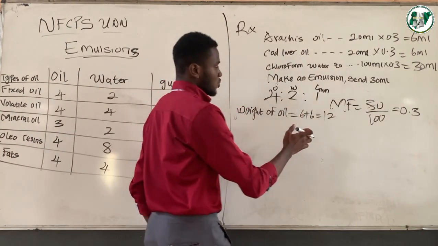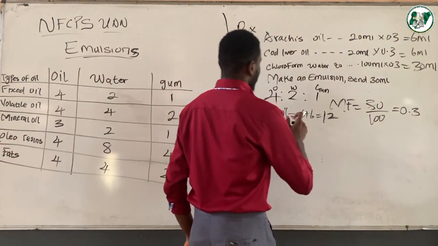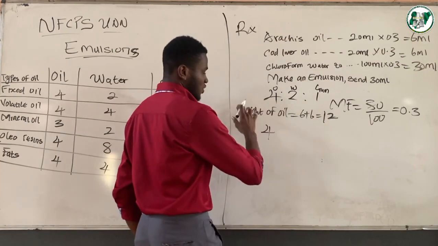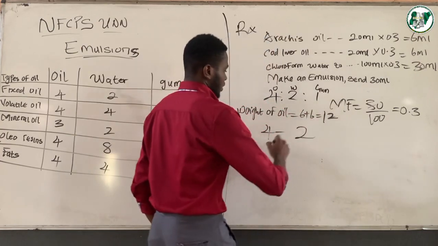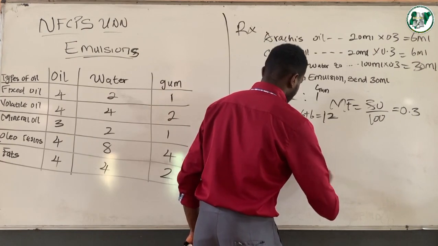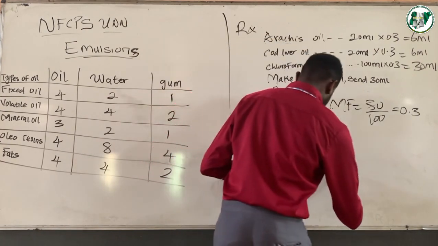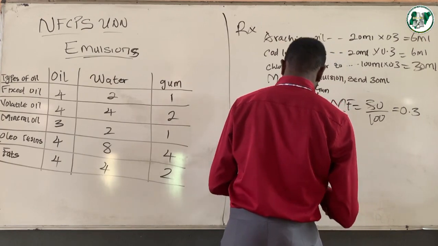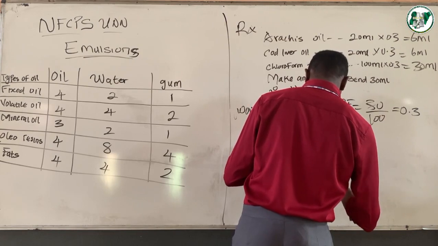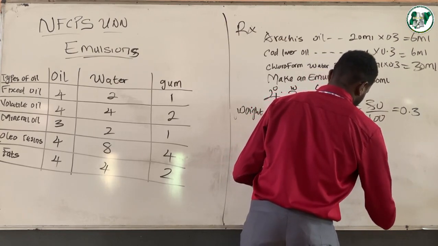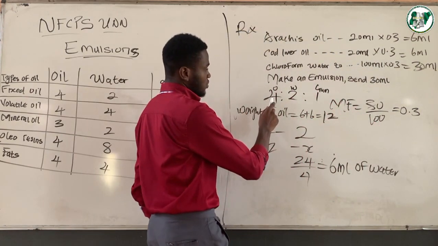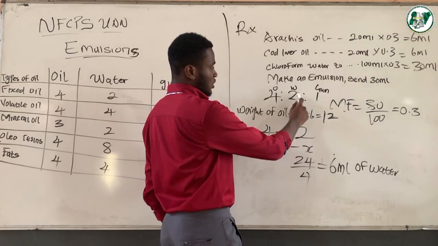I'm going to the volume of our water. Since 4 ml of oil for fixed oil should contain 2 ml of water, 12 ml should contain how many ml of water? When we cross multiply, 12 times 2 is 24, divided by 4, we get 6 ml of water. Now we've gotten the measurement of oil, and we've also gotten the measurement of water for this emulsion.